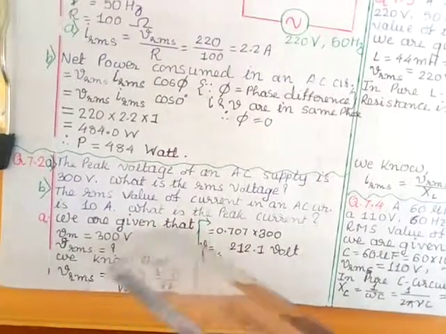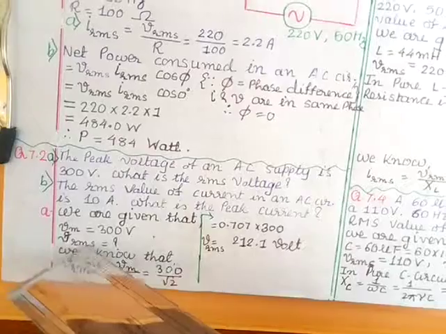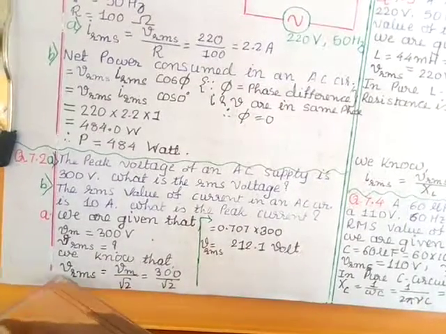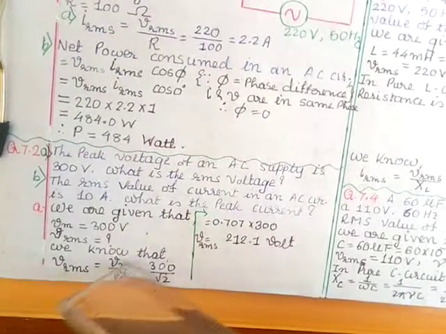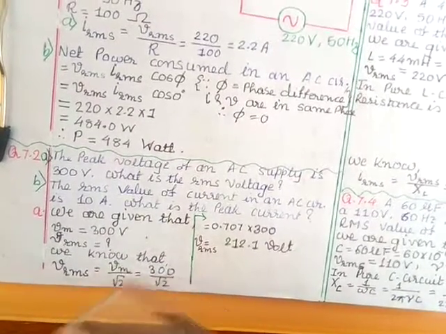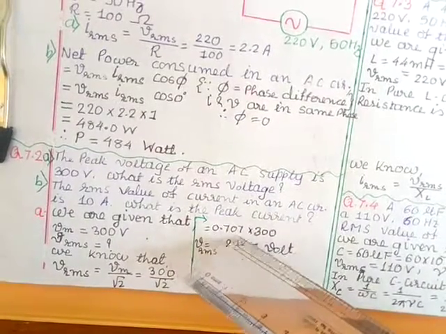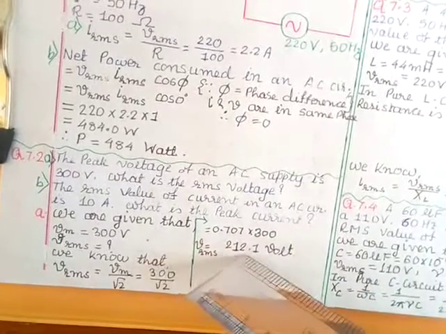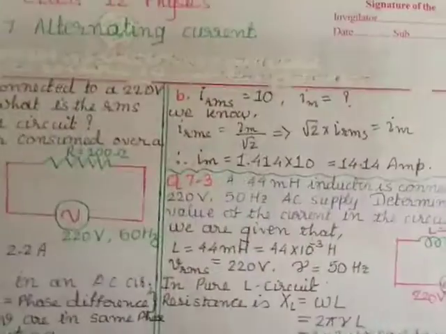Part A. We are given that Vm is equal to 300 volt, and VRMS you have to find. We know that the relation between Vm and VRMS, we have done in the theory class, is VRMS equal to Vm by root 2. Vm value is 300, root 2 as it is. But 1 by root 2 is 0.707. And this 300. Multiply, you get 212.1 volts. So this is the VRMS value.